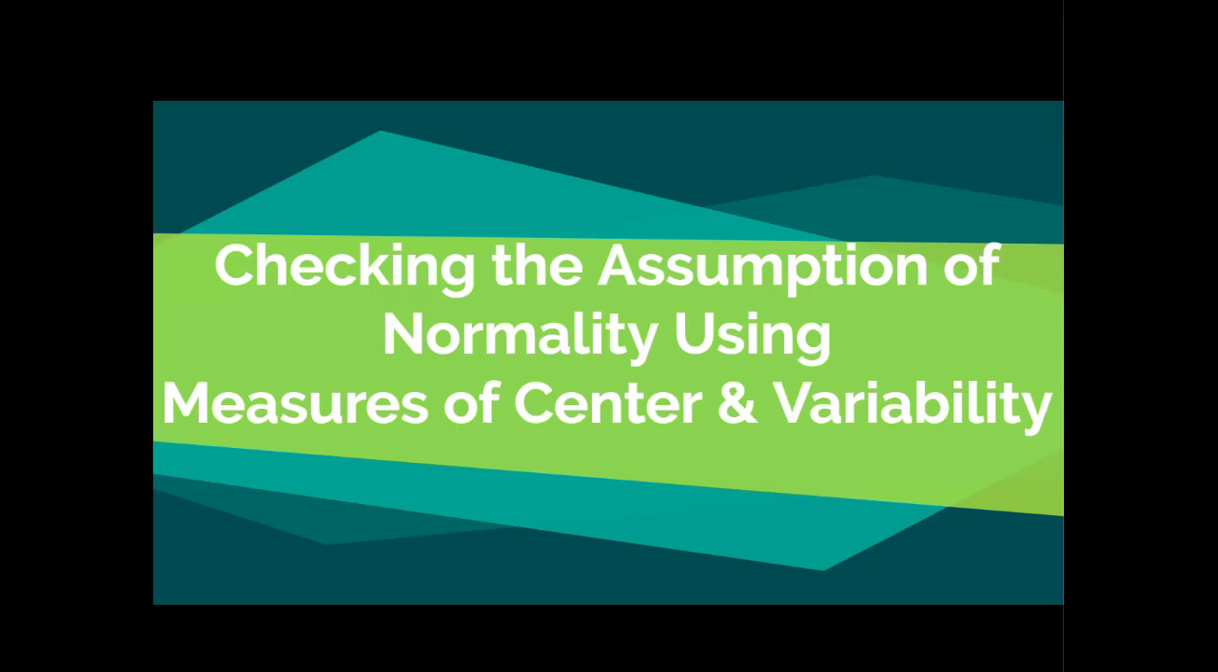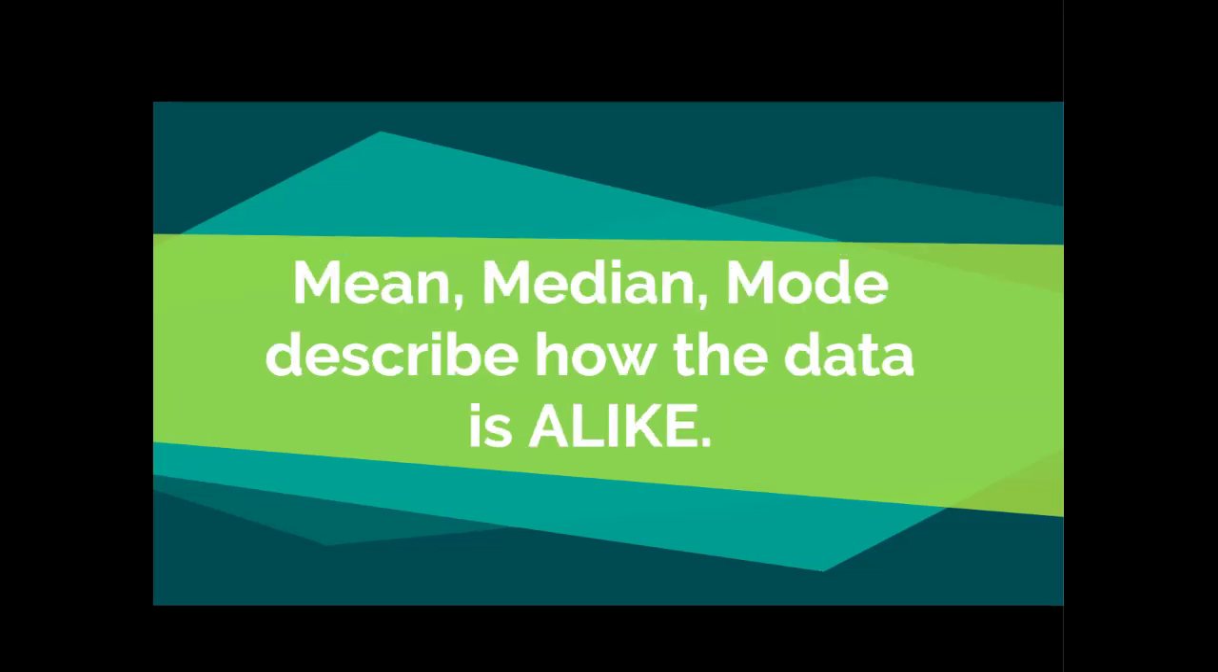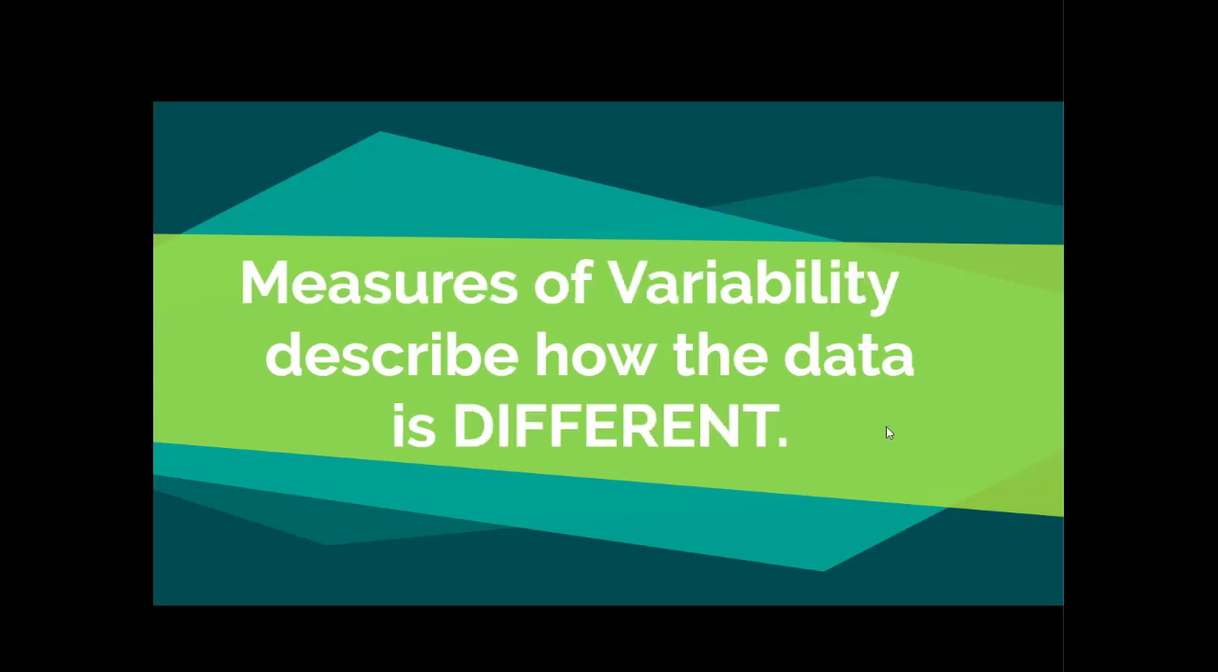But the best part is we will be learning how to check the assumption of normality using both the measures of center and adding what we know about variability. Yay! Let me remind you of some big important concepts. First, this is a reminder that mean, median, and mode describe how the data is alike. Measures of variability are the opposite. They describe how the data is different.